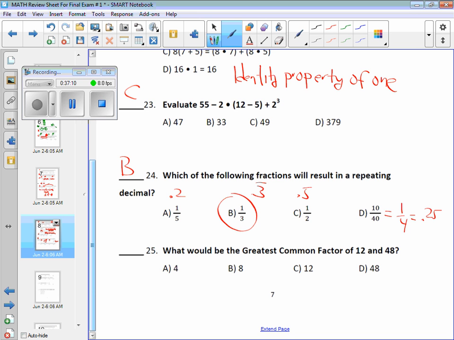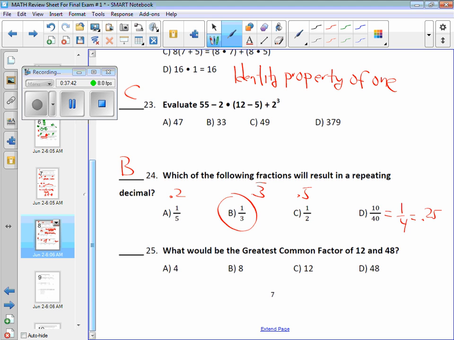All right, last one on this page. Greatest common factor of 12 and 48. There it is again. Now, you might be able to do this in your head. You could always go to factor trees. I'll show it to you with factor trees. But what's the greatest number that goes into both 12 and 48? And remember, it can be one of the original numbers. It's not 4.